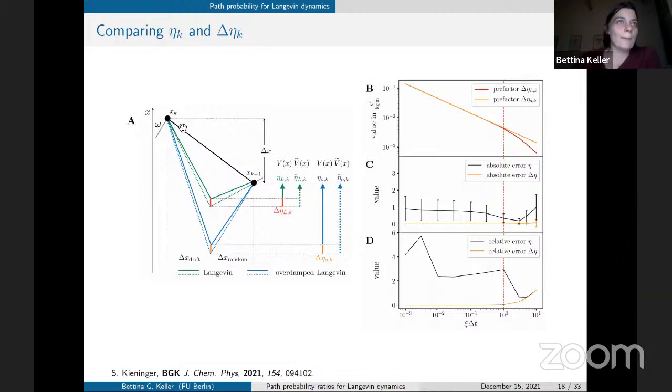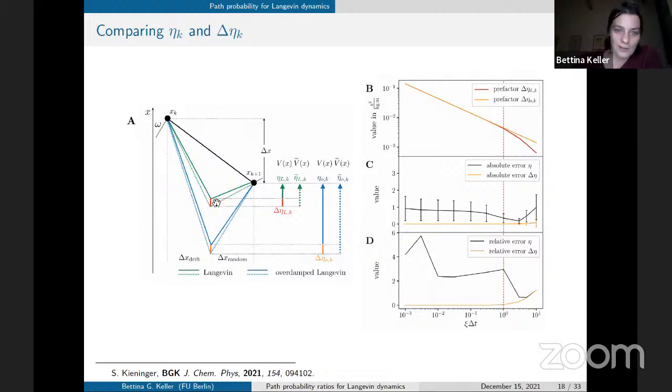But what is important to point out is that if you have an update in the position from xk to xk plus 1, this is composed of a deterministic update like this, and then a random update like this. And that is very different for the different dynamics. So if green is Langevin dynamics and blue is overdamped Langevin dynamics, this might very well look like this. We have very different, the overall progress is composed of very different sub progresses.